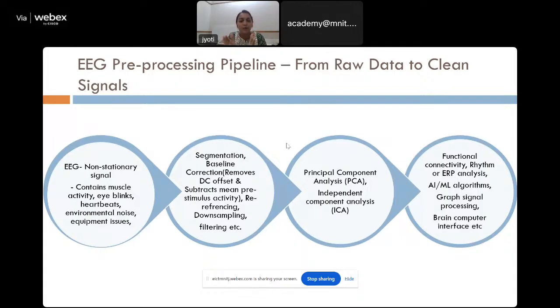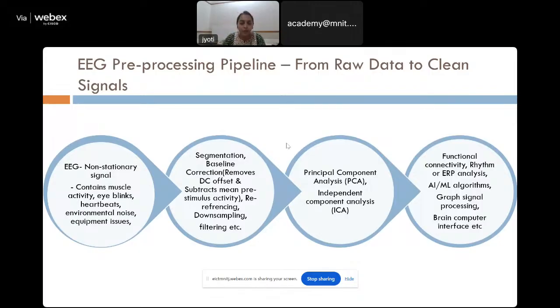Suppose we are focused only on the alpha range, which lies from 8 to 12 hertz, so my maximum frequency is 12 hertz. According to the Nyquist criterion, the sampling rate fs should be greater than 2 fm, so 24 hertz. That is the theoretical thing. In practice we consider at least 10 times more, so maybe 240 samples per second is sufficient for my analysis.